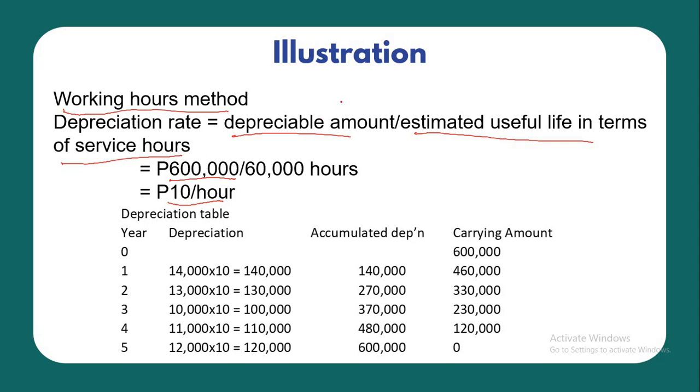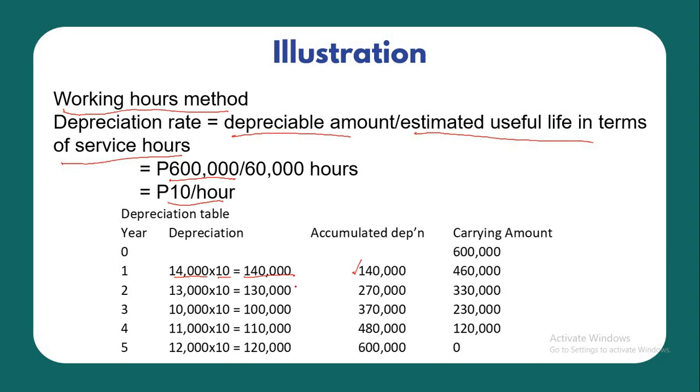So, this is our depreciation table for working hours. For year 1, the depreciation is 14,000 hours man to, no? Times 10. So, we have 140,000 nga depreciation. Accumulated depreciation on that year is 140,000.